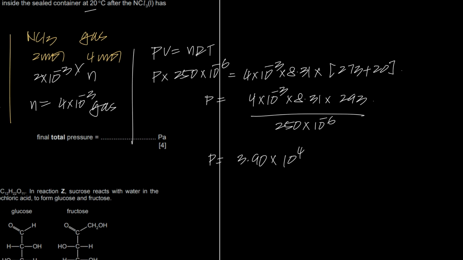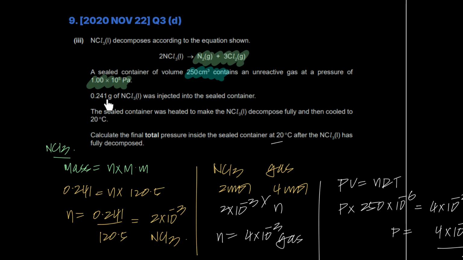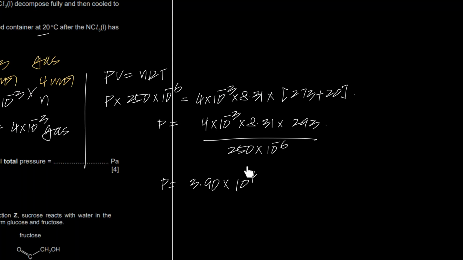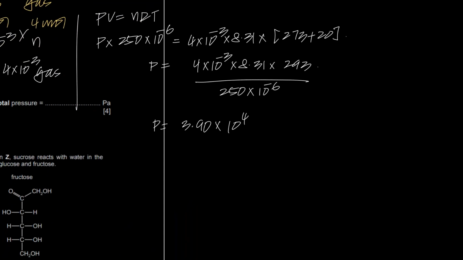But please don't write this as your answer, because see, this was the new thing that was being injected. You also know that this was the pressure that you actually started off with. The pressure due to NCl3 being decomposed is 3.90 into 10 to the power 4. But you also have to add the pressure that you already had, because he's asking about the total pressure, not the pressure due to NCl3. So you have to add it.